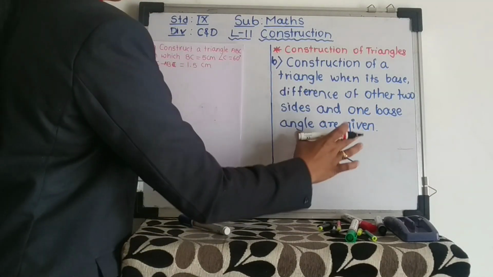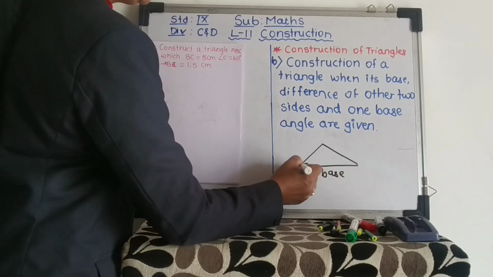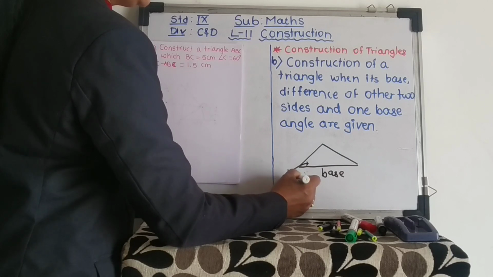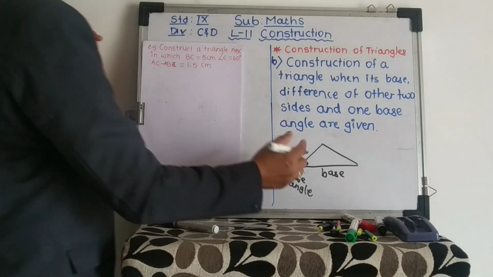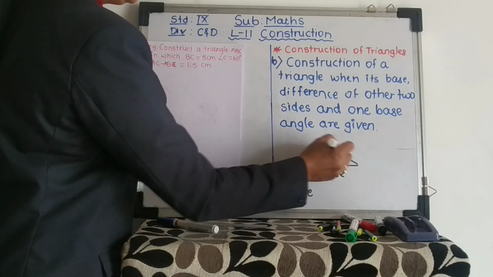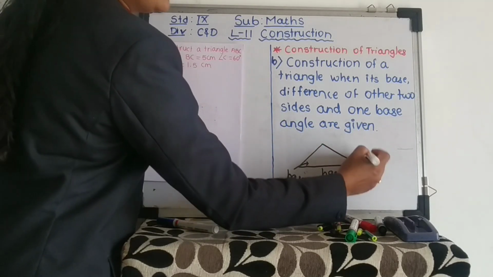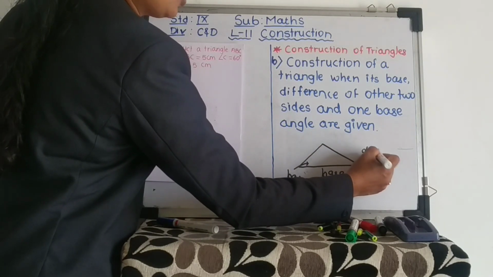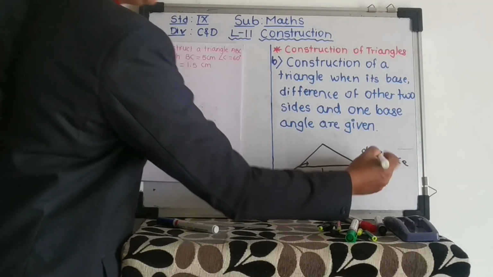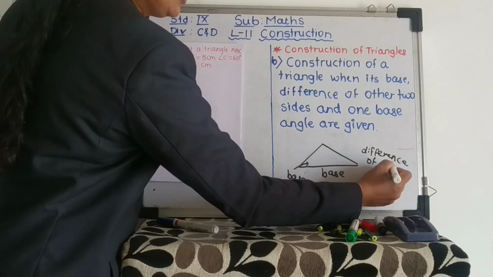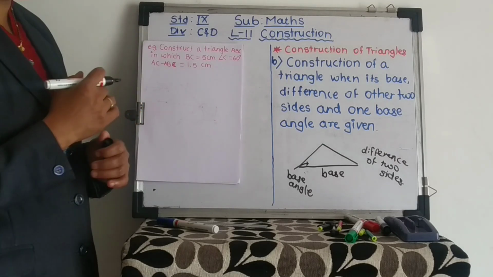So see, the base is given, then one of the base angles is given. Now here two conditions are there. When the difference of these two sides is given, right? Difference means what? Their subtraction, right? So the difference of two sides is given. At that time how will we do it?